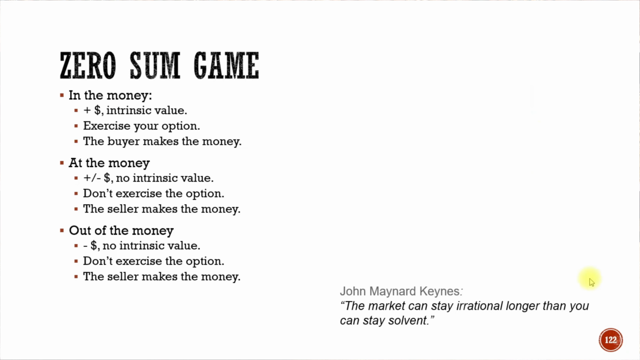The derivatives market is a zero-sum game. That means that there's one winner and one loser. Here's some terminology. In the money means that there's an intrinsic value of the underlying option. That means that you can exercise your option. Either if you have a put option or a call option, you can make money on it. And the buyer of that option makes the money, and it will be paid by whoever sold that option.